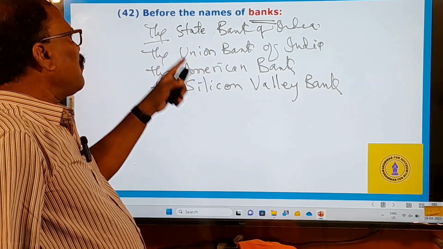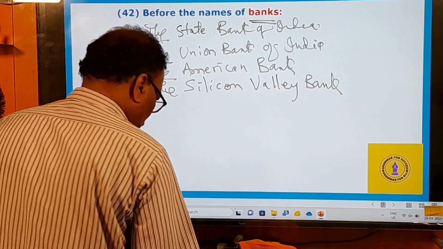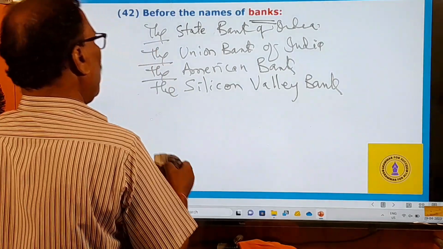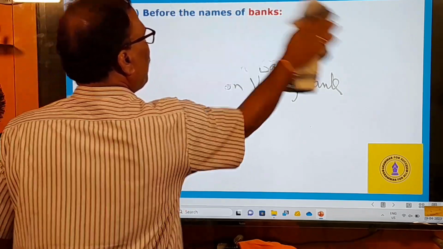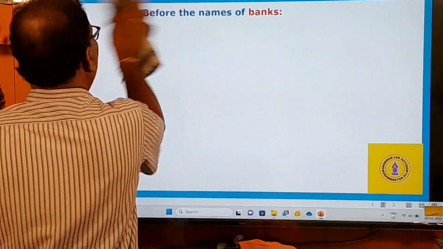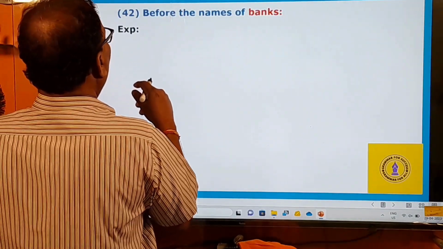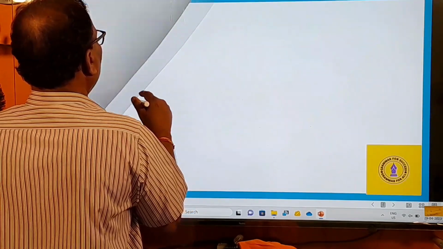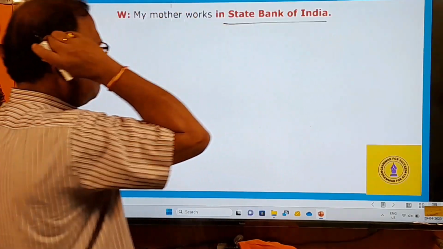Before the names of banks, we must use the definite article. Now let us take some examples to understand this rule still more clearly.